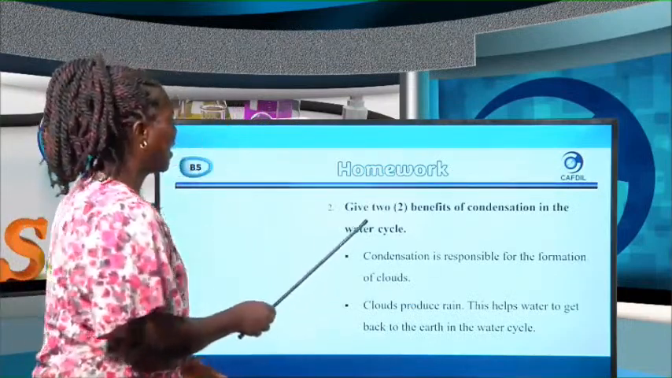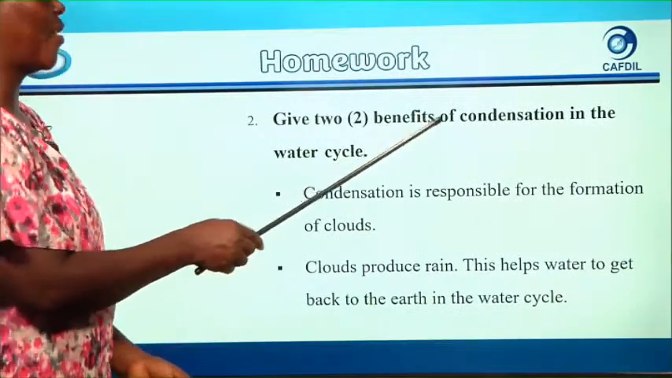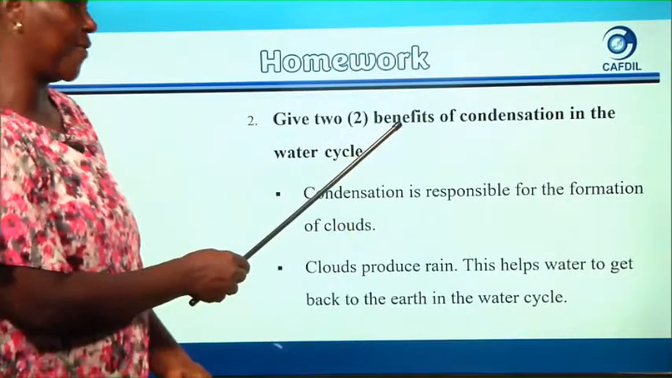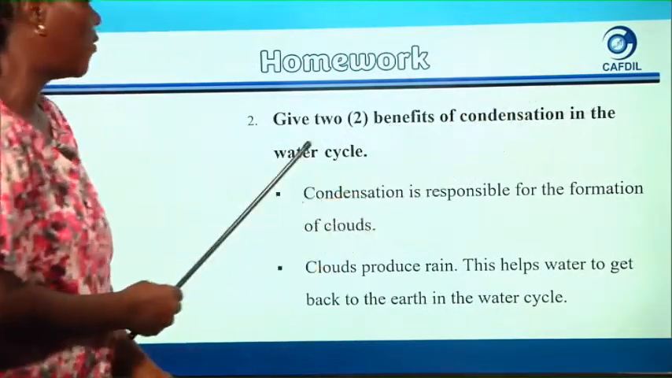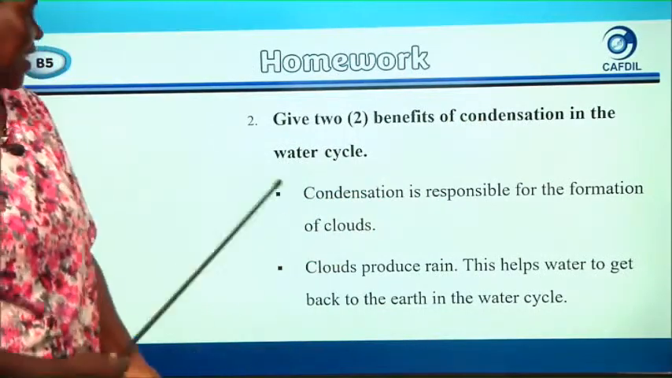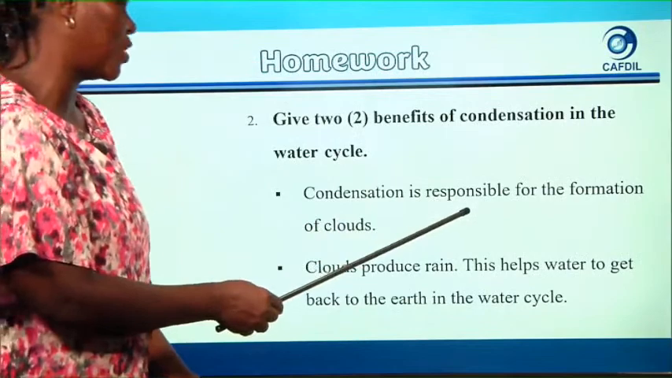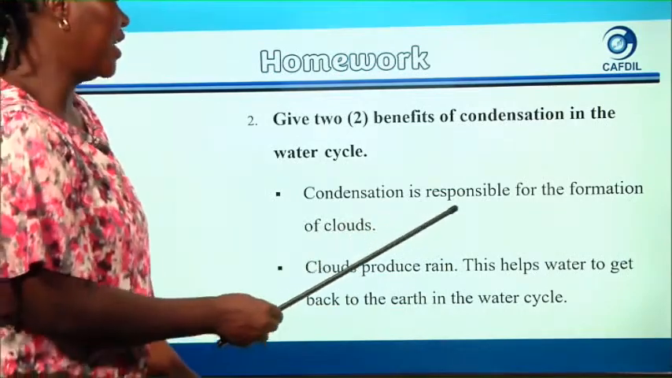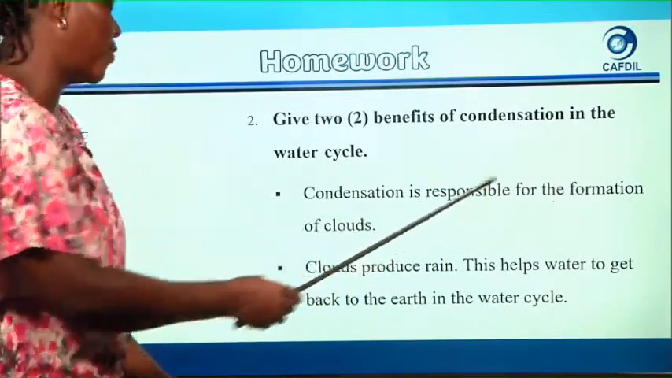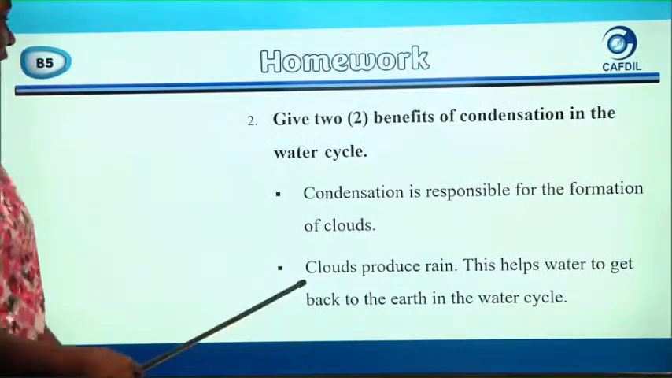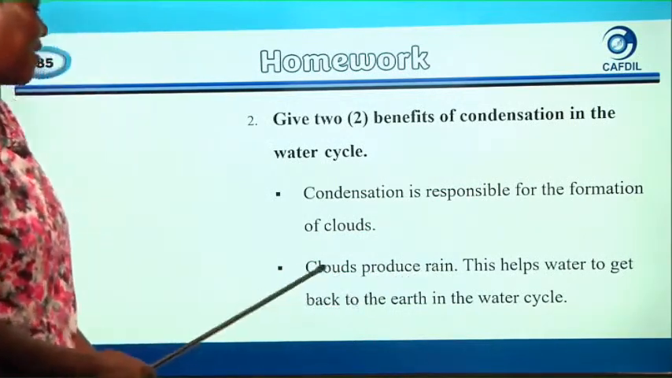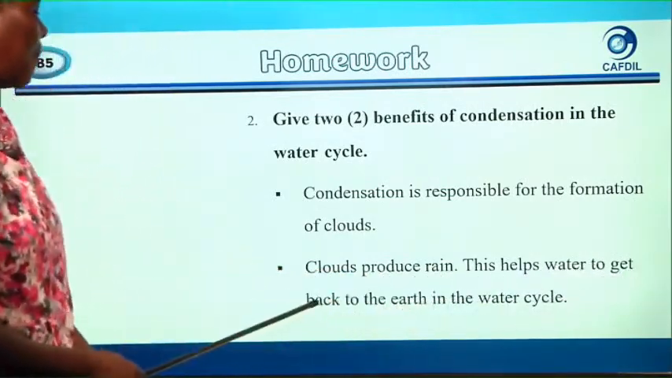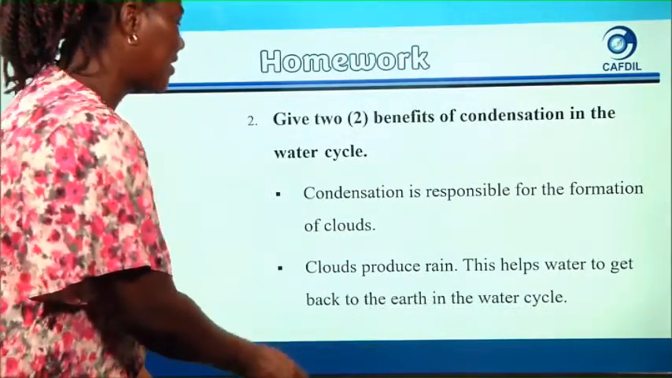The question says, give 2 benefits of condensation in the water cycle. And the answers are: 1. Condensation is responsible for the formation of clouds. 2. Clouds produce rain. This helps water to get back to the earth in the water cycle.